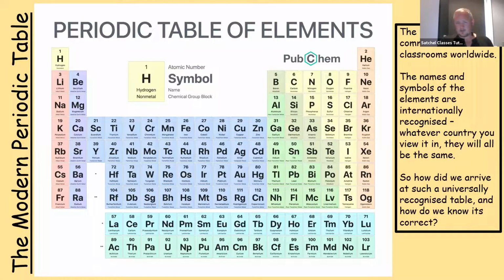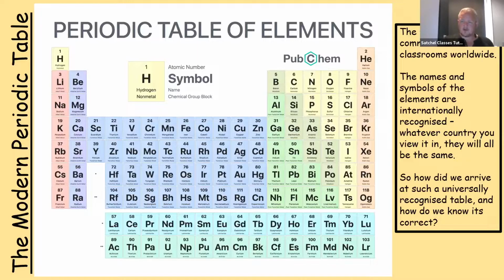This is the modern periodic table. You'll be familiar with it. You'll have seen it probably on your chemistry classroom wall. It's common in all science classrooms worldwide. The names and symbols of the elements are internationally recognized. It doesn't matter whatever country you're in, they'll all be the same.